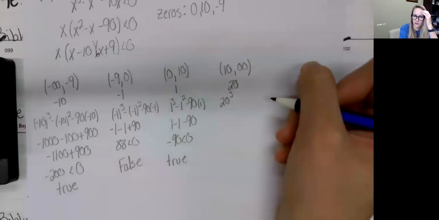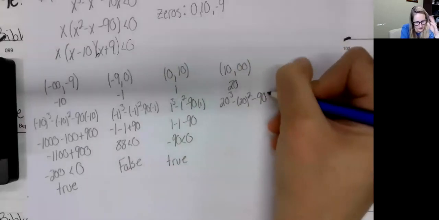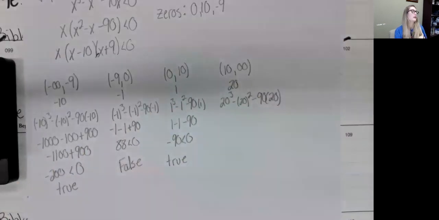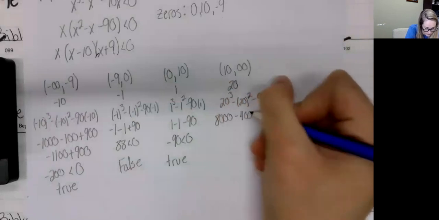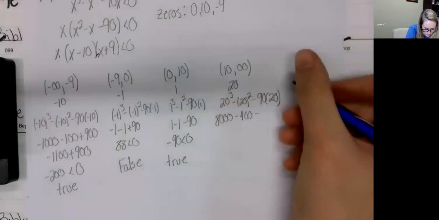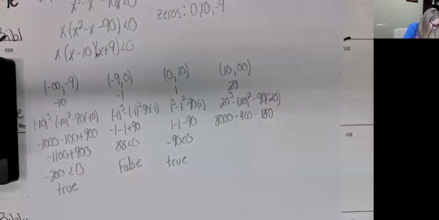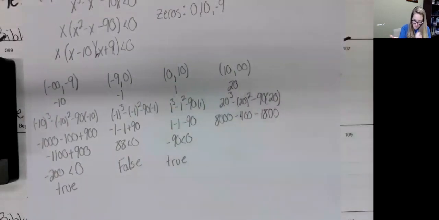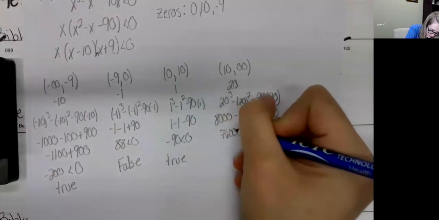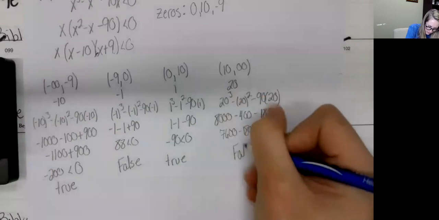20 cubed subtract 20 squared subtract 90 times 20. Why did I pick 20? 20 times 20 would be 400, times 20 would be 8,000. Subtract that 400, subtract 9 times 2 is 18. Right. Or is there another 0? There's another 0. So we'd have 7,600 subtract 1,800 less than 0. 7,600 is way bigger, so false.